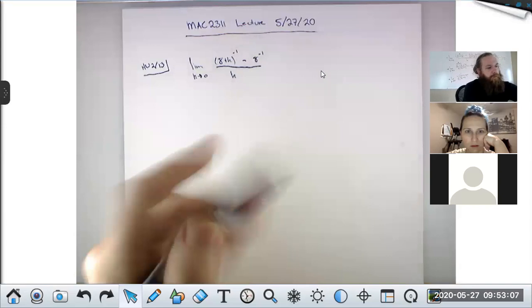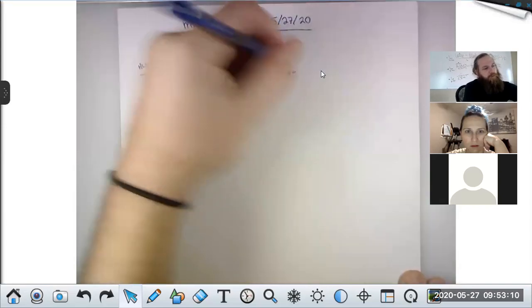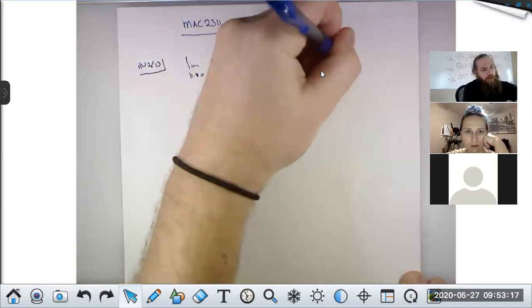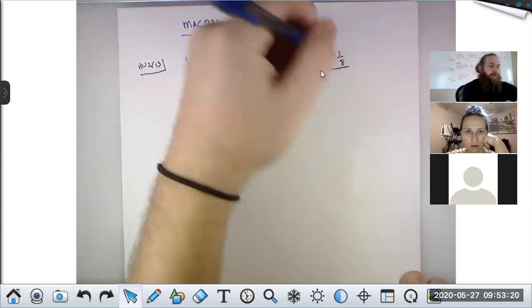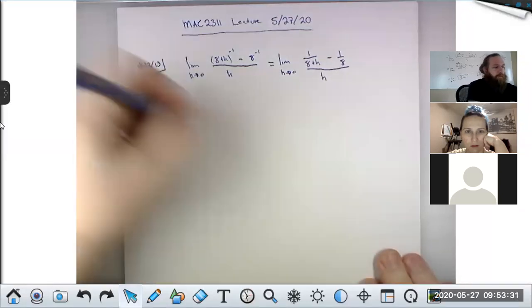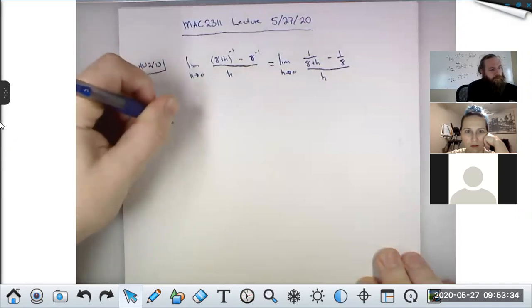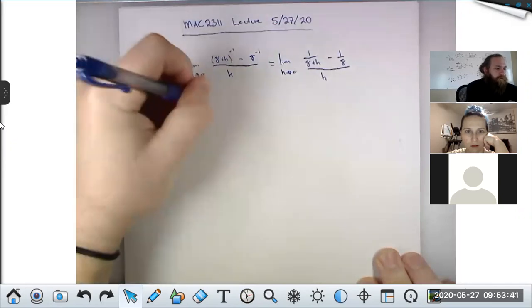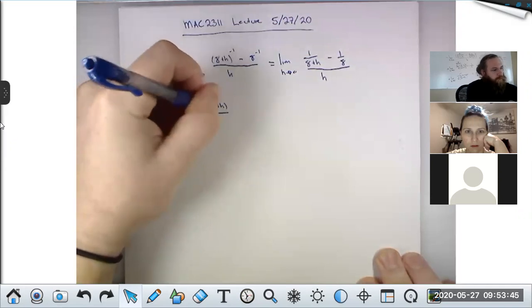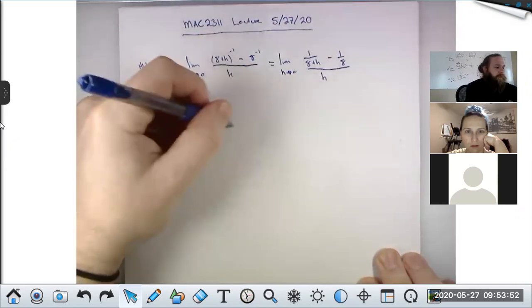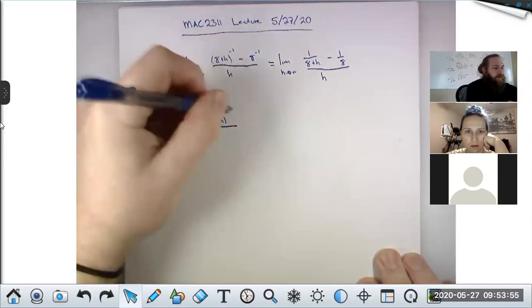So this is the same as the limit as h goes to 0 of 1 over 8 plus h minus 1/8, all divided by h, like this. And then to make progress from here, you would have to have a common denominator between the two fractions, subtract them. So what would that be? It's going to be 8 minus 8 plus h over 8 times 8 plus h. And then all of this is still being divided by h. Something like this.